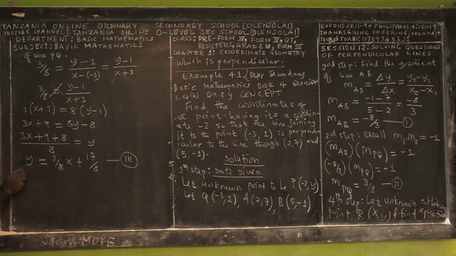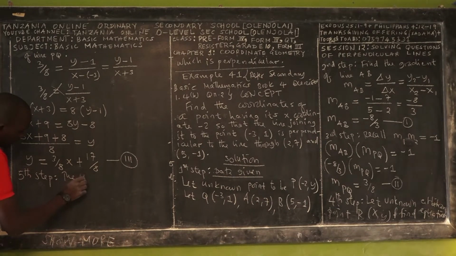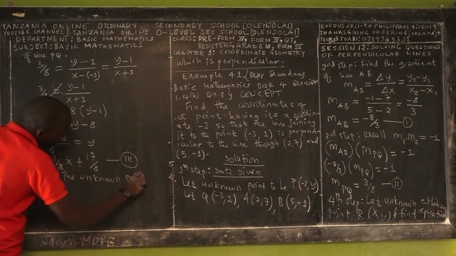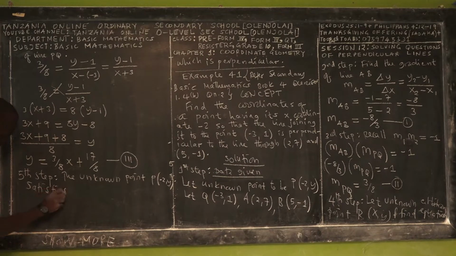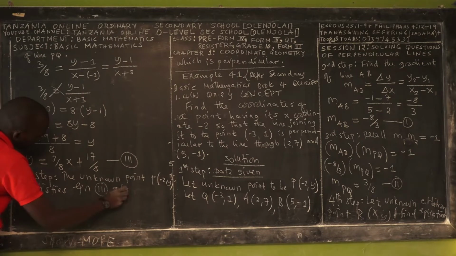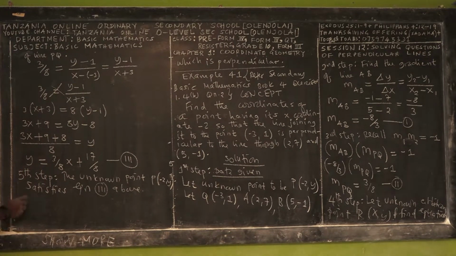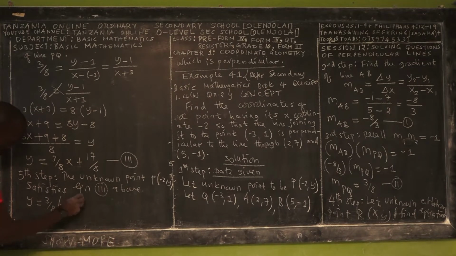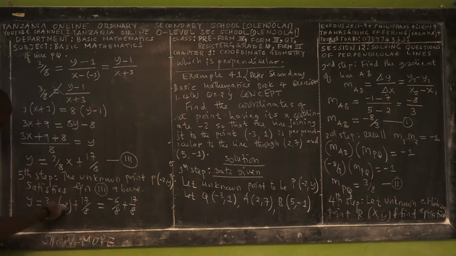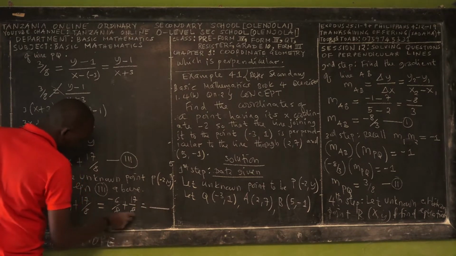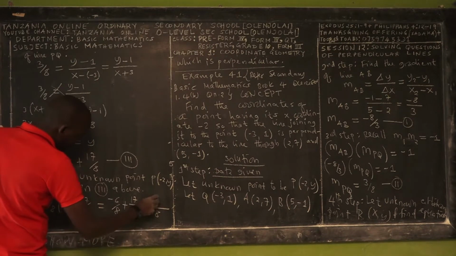So now we go into the fifth step. Fifth step, we say that the unknown point P, which is -2, y, satisfies equation 3 above. So the x coordinate is known, the y coordinate is not known. So let us substitute: y is equal to 3/8 times -2 plus 17/8. So this will make -6/8 plus 17/8, because -2 times 3 is -6. So the LCM is 8, then 17 minus 6 is 11.